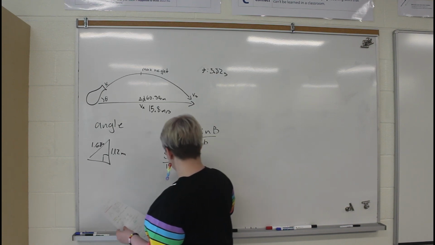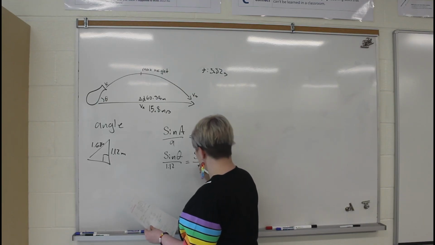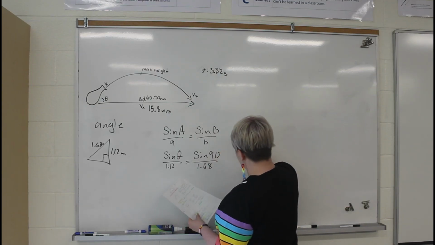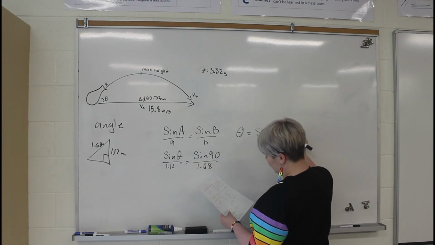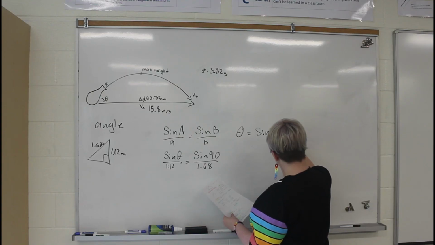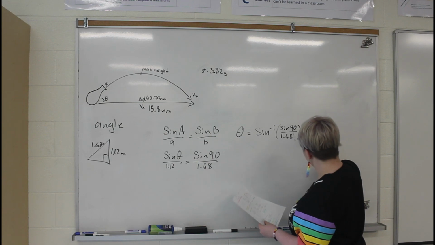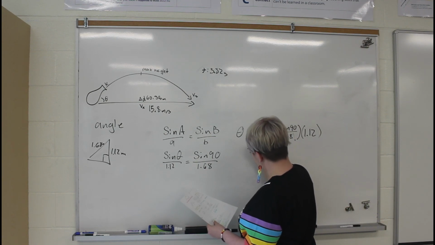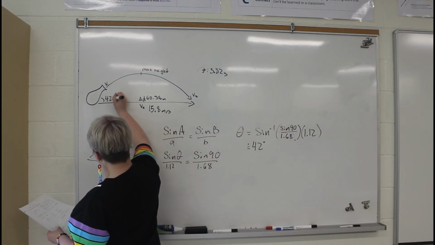1.12, equaling sine of 90 over 1.68. That is rearranged for theta as theta equals sine inverse of sine 90 over 1.68 times 1.12. Theta then equals about 42 degrees, which can be added to our diagram, 42 degrees.